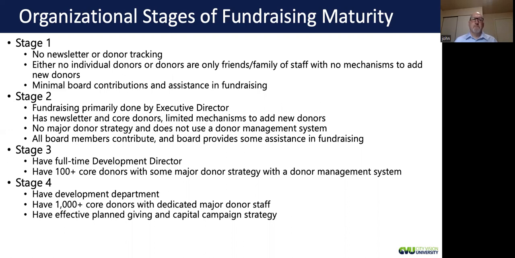Now, the second stage is usually an organization with less than $1 million. Fundraising is primarily done by the executive director. You'll have a newsletter, you'll have core donors, you might have limited mechanisms to add new donors. Usually these organizations don't have a major donor strategy, may or may not have a donor management system, and board members can contribute, but the board provides only some assistance in fundraising. And here having some major donor strategy could be helpful.